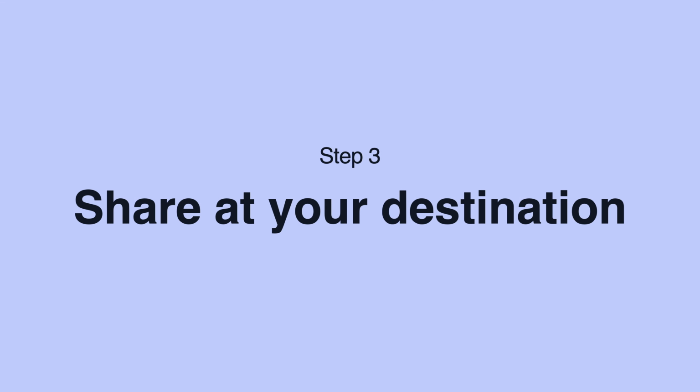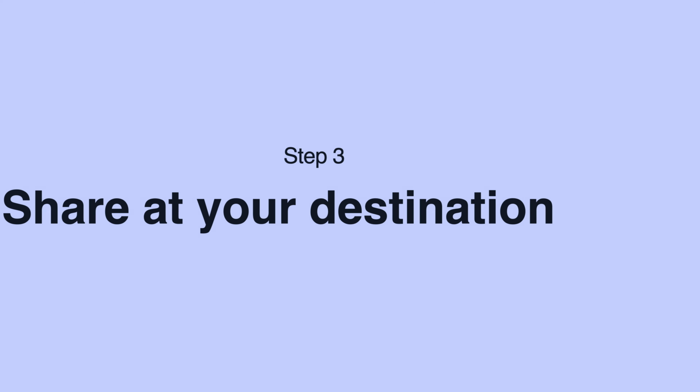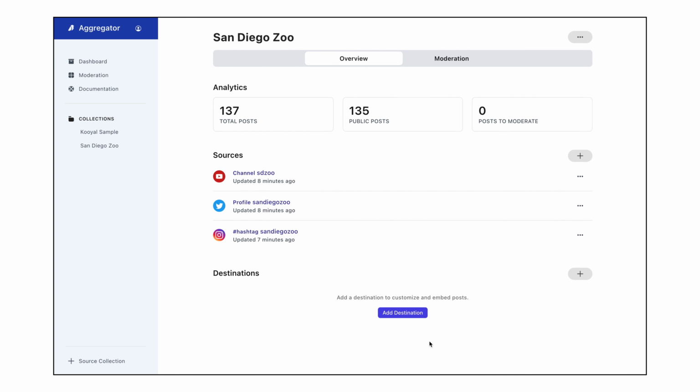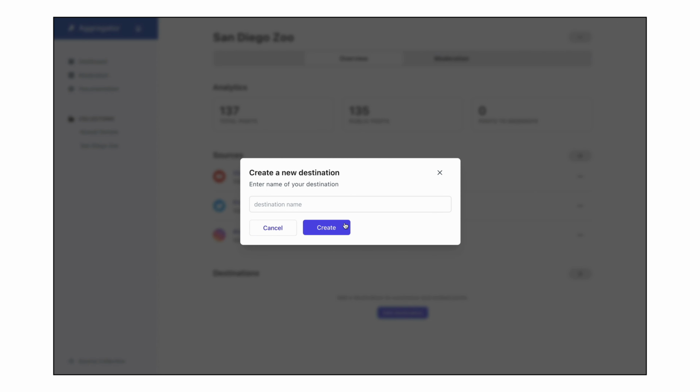We are at the last step. Let's customize the content and share it by creating a destination. Here we are creating a destination for theater display. You can create as many destinations as you like to change the look and feel of your content.